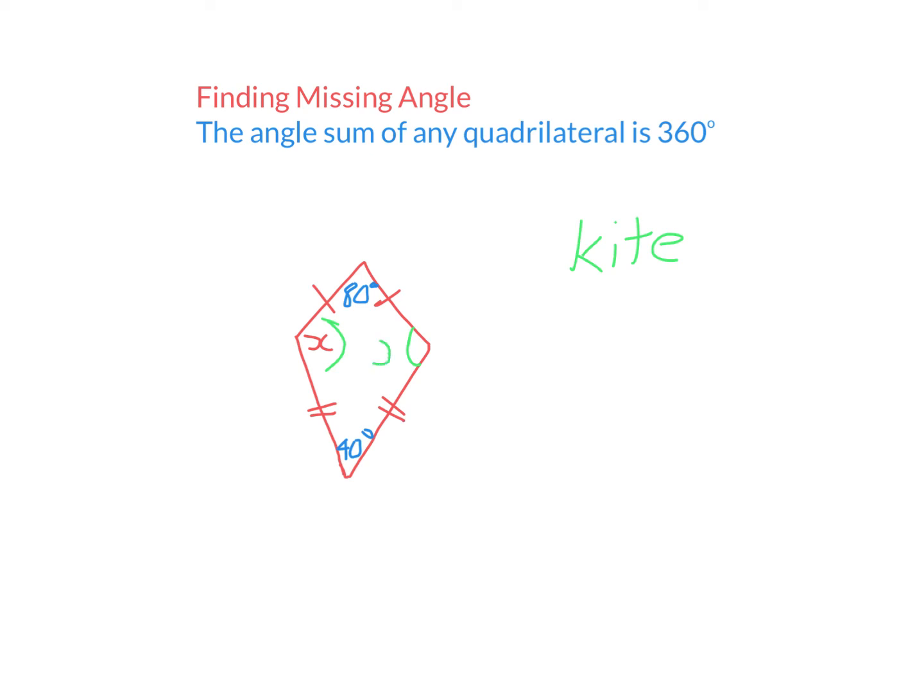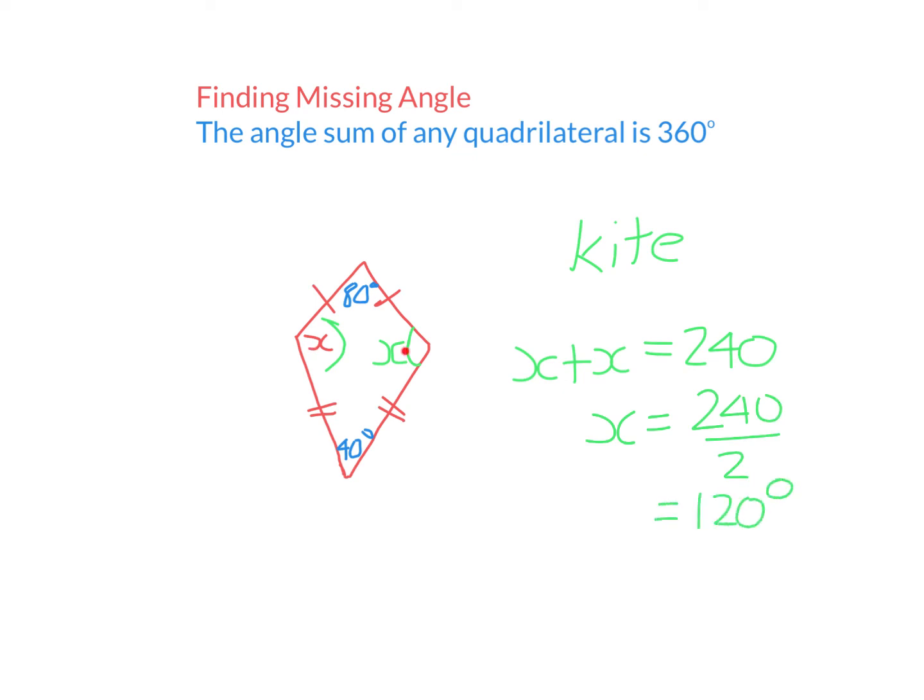So I can call this angle x, because both of them will have the same size. I know that x plus itself must give 240 degrees, because 240 plus 80 plus 40 equals 360. This is just an equation that says what number do you add to itself to get 240? If you didn't know that, you could just divide by 2. 240 divided by 2 gives us 120 degrees.